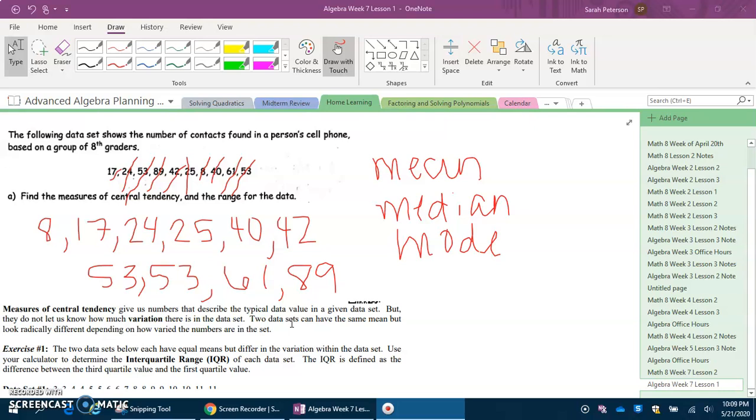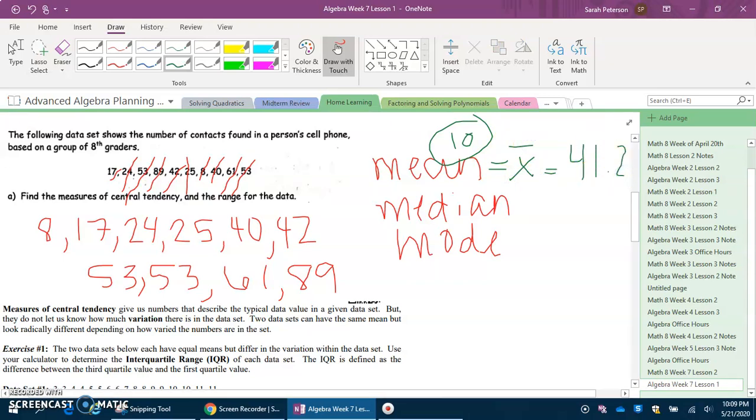So I actually have 1, 2, 3, 4, 5, 6, 7, 8, 9, 10. So I have 10 total numbers. I'm going to write that so I don't forget it. Now I'm going to take a minute and add up those numbers, and then divide by the amount of numbers I have. So I got the mean to be, and the mean is also represented with X with a bar over it, 41.2.